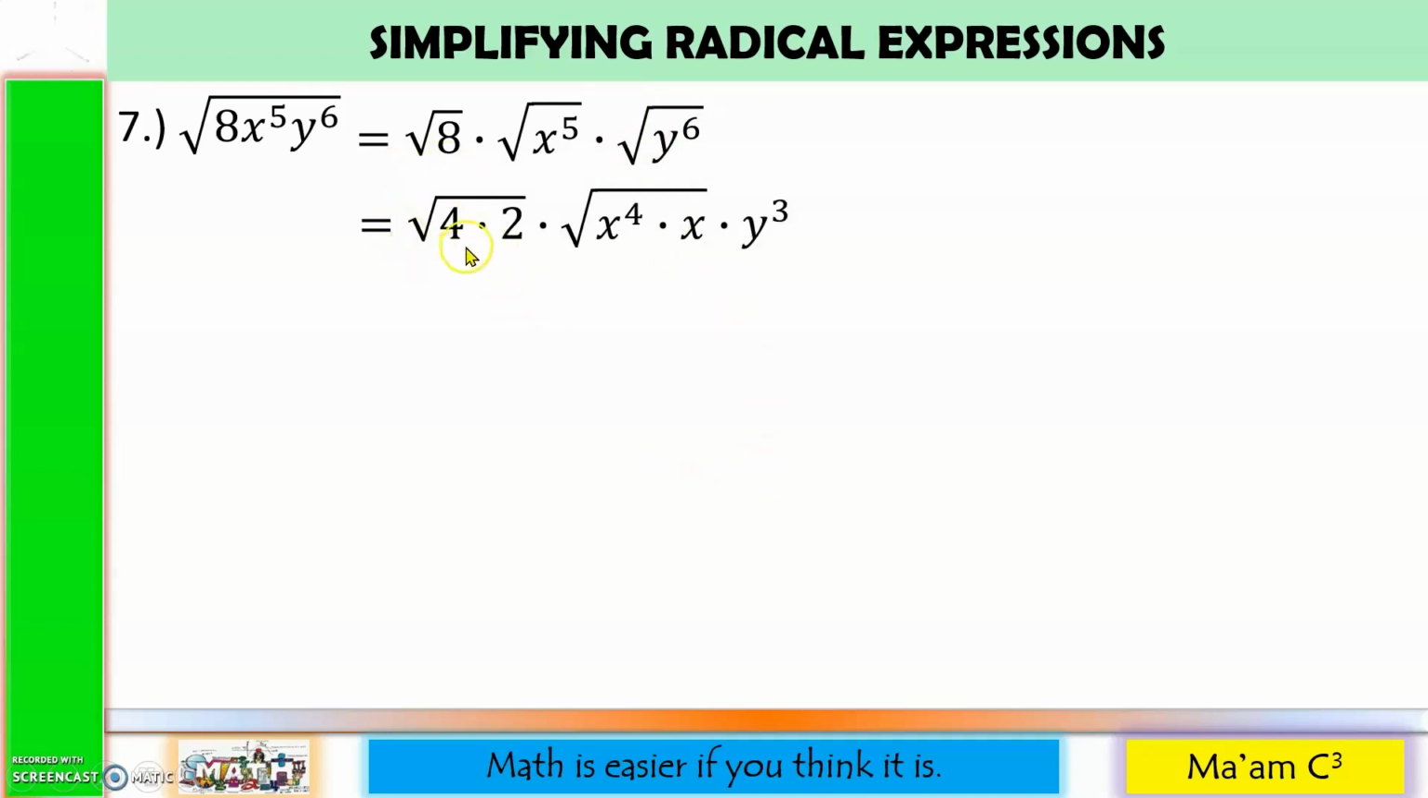Now, the square root of 4 is 2. So, I have 2 times the square root of 2. 4 divided by 2 is 2. So, I have x squared times the square root of x.